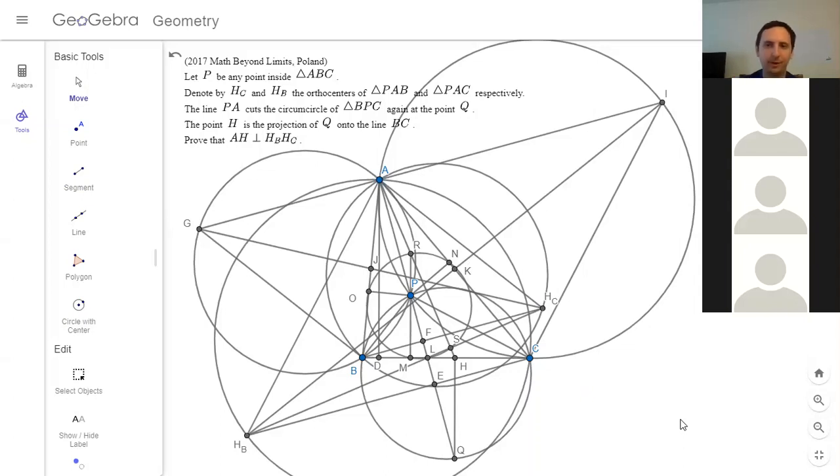So this is a cool configuration. This is probably something worth remembering, because yeah, there's a lot of interesting structure here.